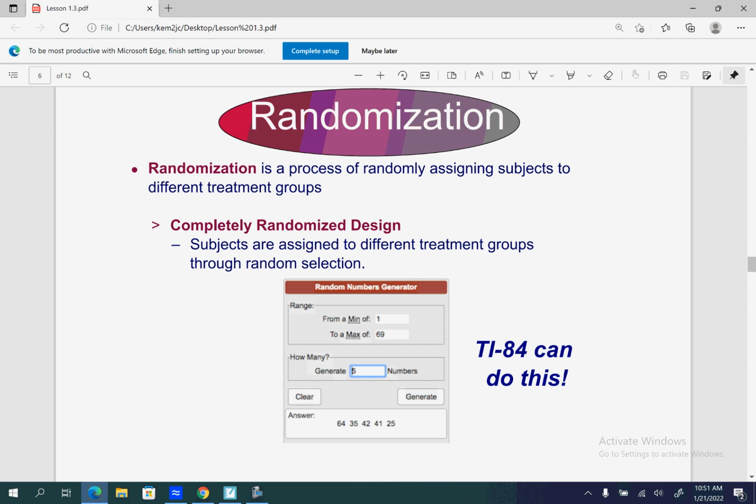Randomization is the process of randomly assigning subjects to different treatment groups. Do you guys know how to do that on your calculator? No? Do you guys have your calculator? I can show you real quick. This is how I do the cell phone lotto every day.